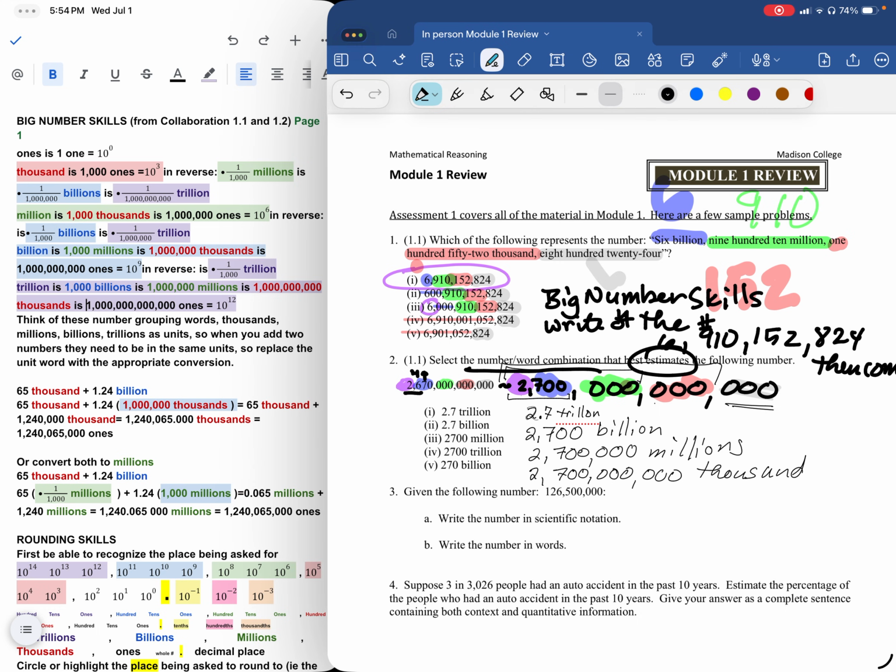So I now need to compare. 2.7 trillion is accurate right there. The millions, I need an extra 3 zeros. It's definitely not that. We need an extra 0 with the billions. So that one's wrong, and 2.7 is also wrong.